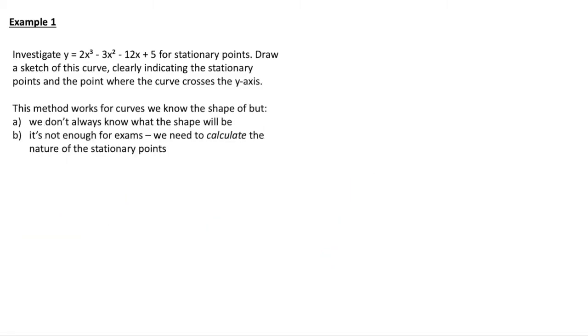This method works for curves that we know the shape of, but we don't always know what the shape will be, and also it's not enough for exams, so we need to calculate the nature of the stationary points. To do this, from having got to this point, the first step is to find the second derivative, d2y by dx squared, and so we start with dy by dx and we do the derivative of that, which gives us d2y by dx squared is 12x minus 6.